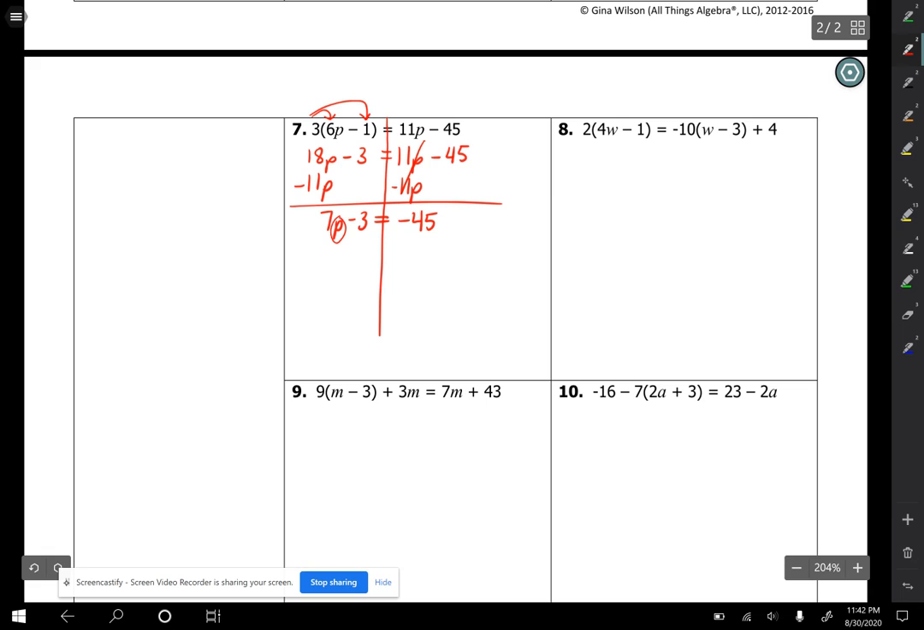Now to solve for a variable, I'm going to add 3 to both sides. 7p equals negative 42. Divide by 7 on both sides. P equals negative 6.